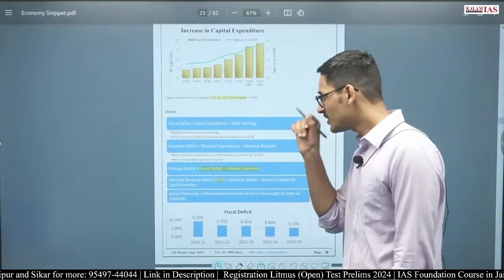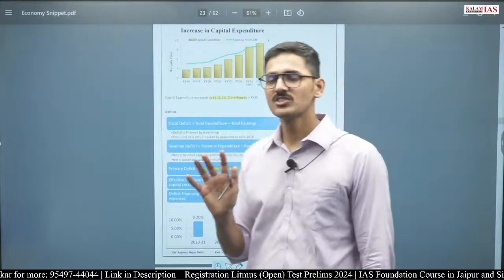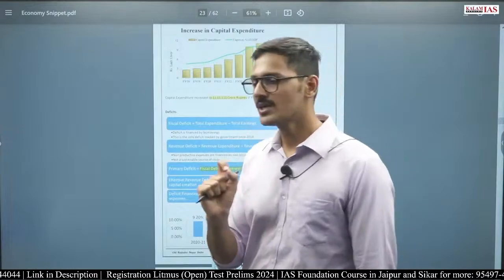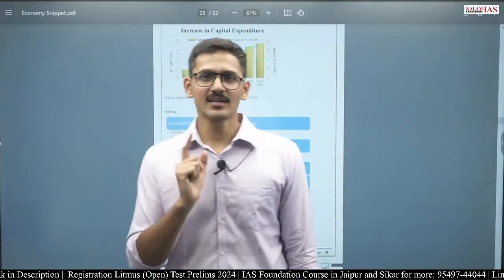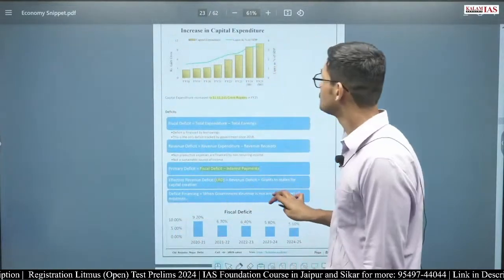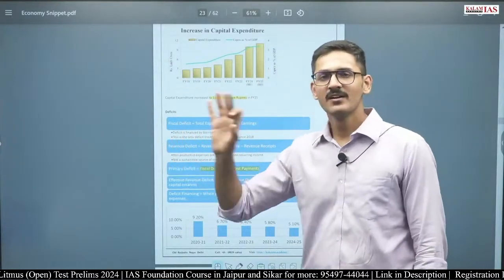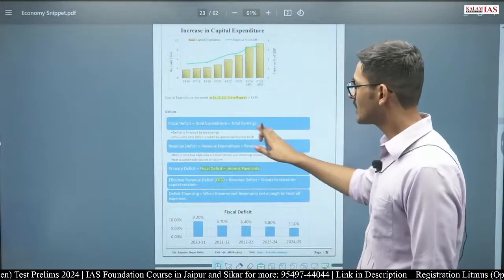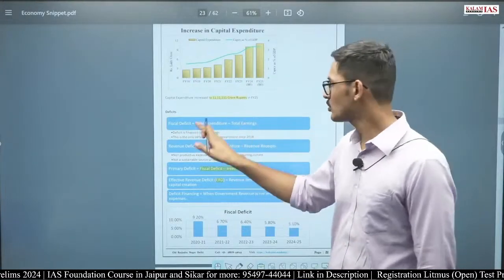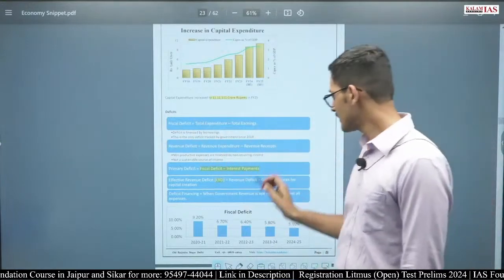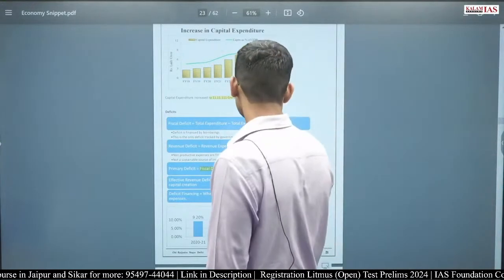Now in the budget, there are 4 types of deficits which are calculated by the Government of India, and you should have the conceptual understanding as well as the data trends of all these 4 types of deficit. First is fiscal deficit. Fiscal deficit is nothing but total expenditure minus total earnings, and fiscal deficit is also equal to borrowings.